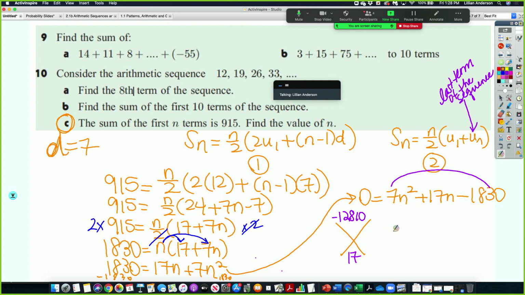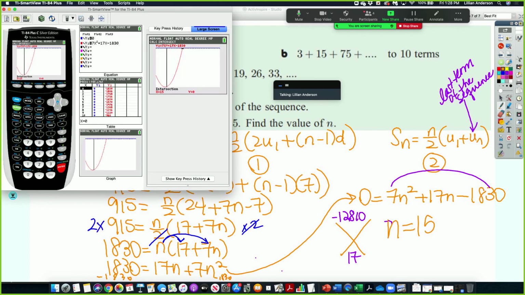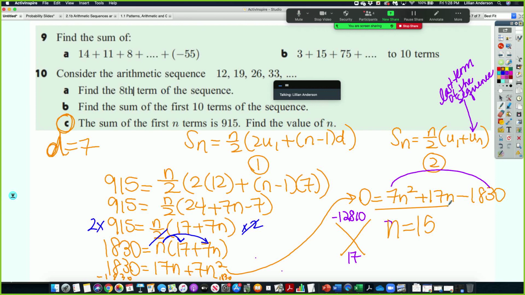Now there is another point where the quadratic also hits that line, but remember, n has to be a positive number. So that intersection point that's somewhere over here, we don't want that one because it's negative, and this value is supposed to represent a number of terms. So we only want that positive value over there. So our answer, n, was equal to 15.